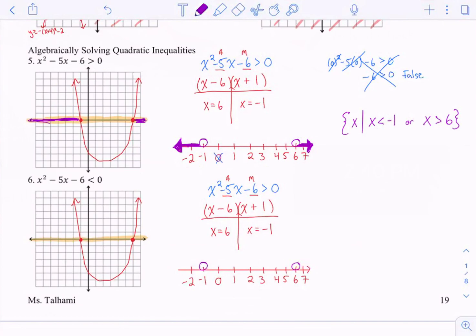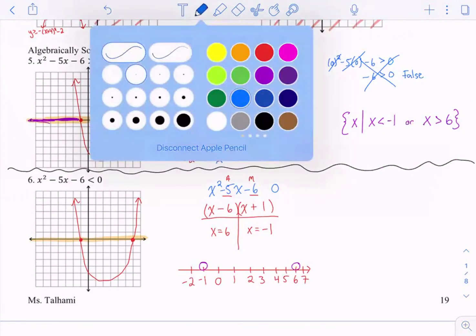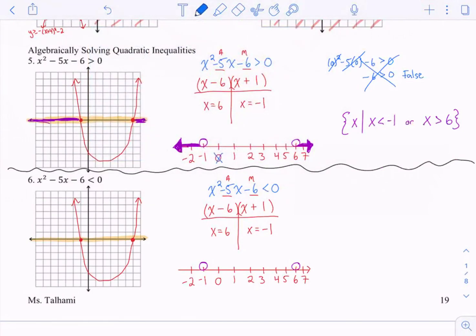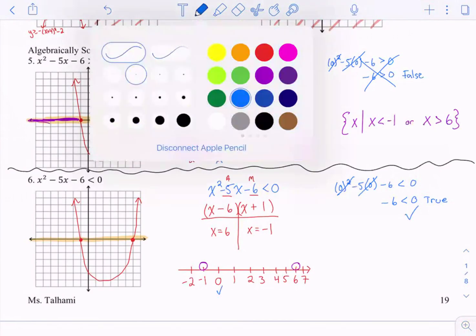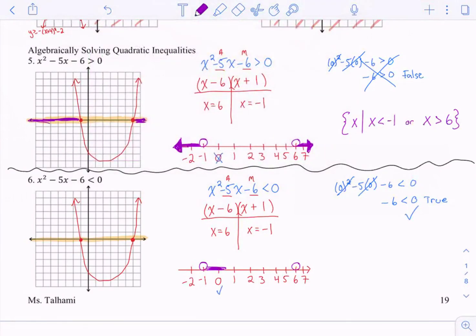Okay, so now for this problem, look at the difference. The symbol has changed. The symbol is this way. So if I try 0 squared minus 5 times 0 minus 6 is less than 0, if I look here, -6 is less than 0. That's a true statement. So since it works, then 0 is a solution, which means this is an "and" because 0 is between -1 and 6.